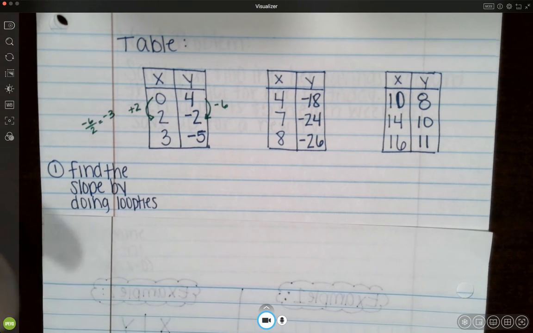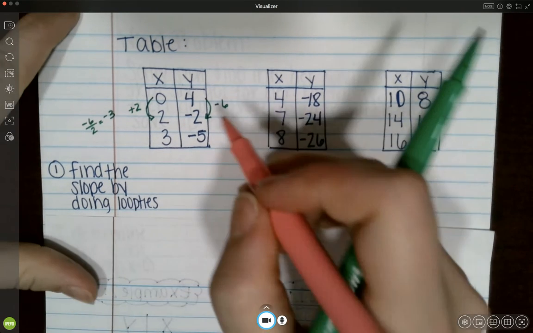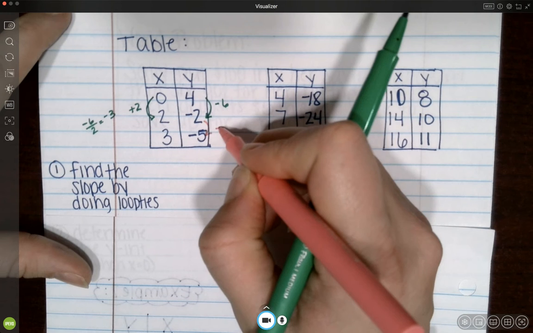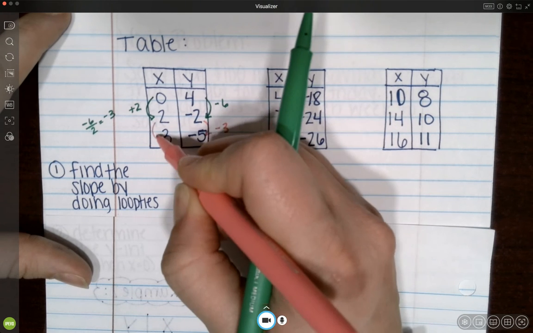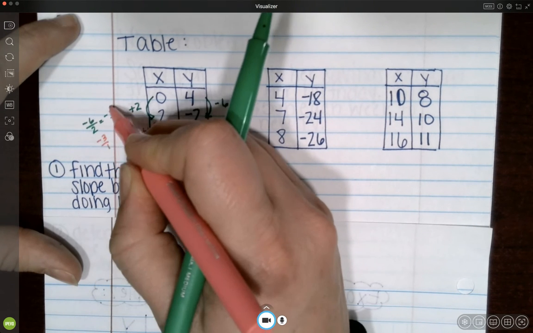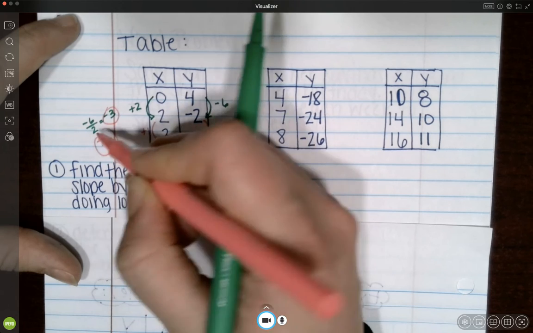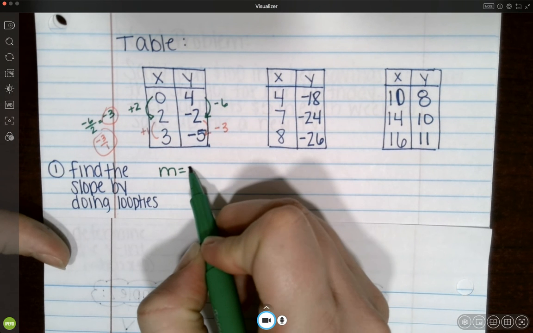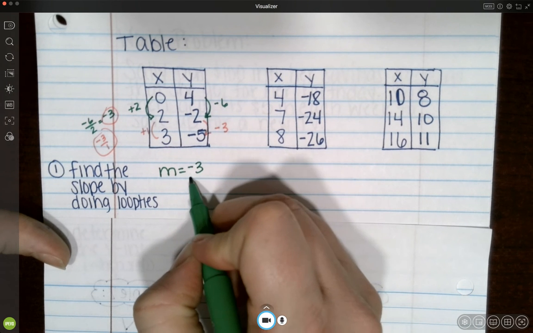I need to check my next delta just to make sure my data matches. Here we have a decrease of 3, and here I'm adding 1, which is negative 3 over 1, which is in fact still negative 3. So in this case, my slope is negative 3 over 1.